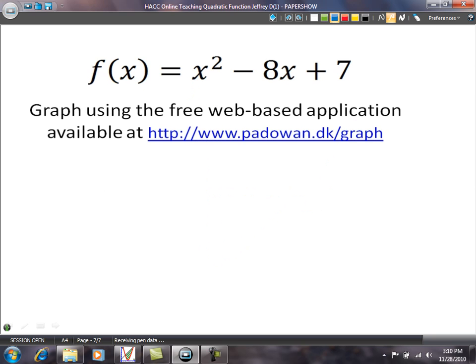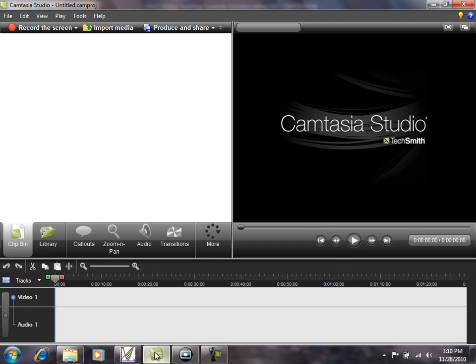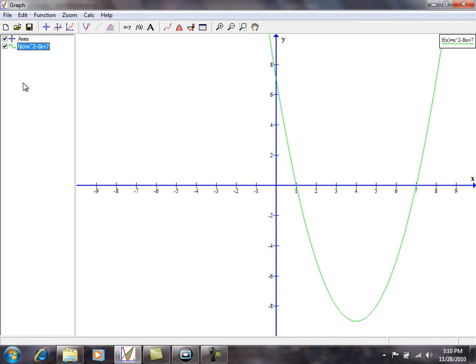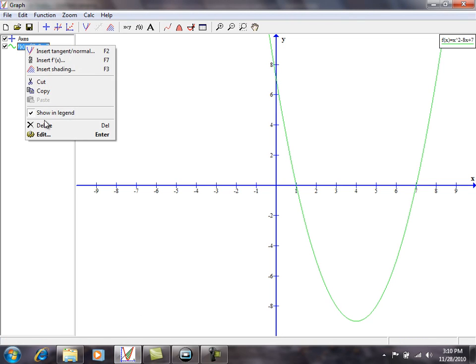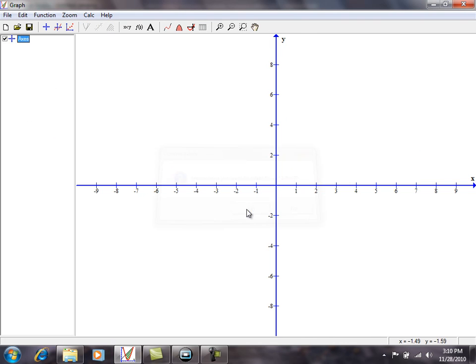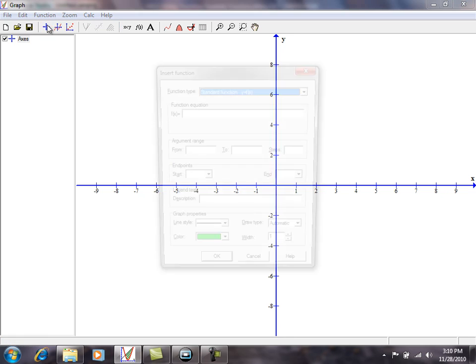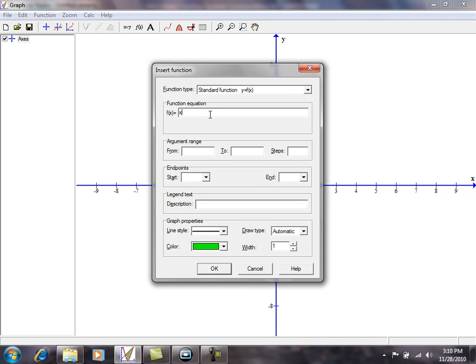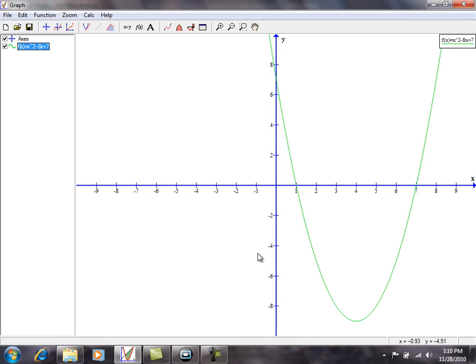I like using this software. We can use this free graphing software, this web-based application. I posted an announcement. Let me delete this. I'll show you how to insert the function. You go to function and then insert function, and you just enter it. This is going to be x squared minus 8x plus 7, and then you just make sure that it's the right graph. You can print it. That's one thing I like about this software.